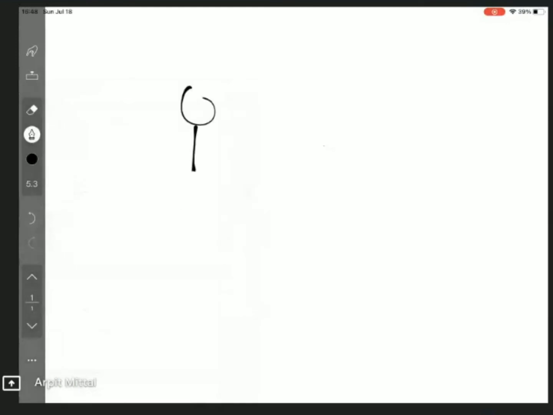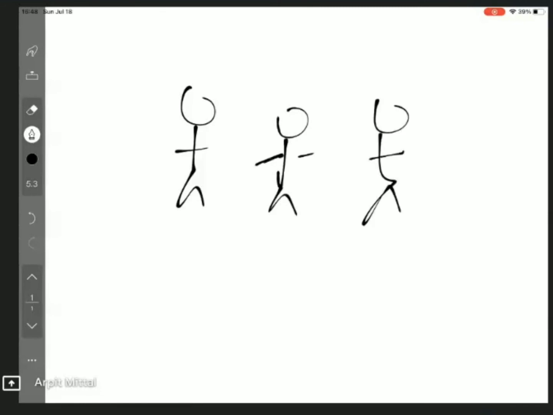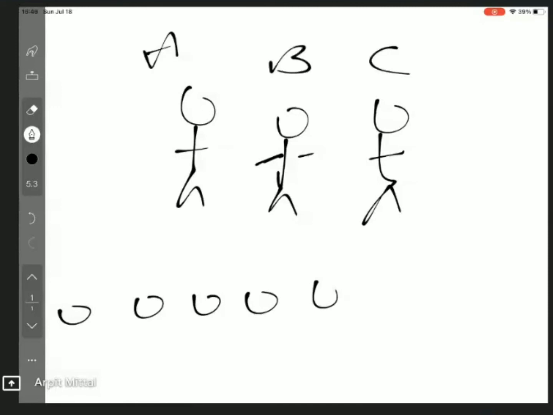So we have 3 kids, and then we have 5 candies: 1, 2, 3, 4, 5. How many ways can we distribute these 5 candies to these 3 kids? Each candy is the exact same type. So let's say all 5 candies are Hershey bars. And this is person A, this is person B, this is person C.